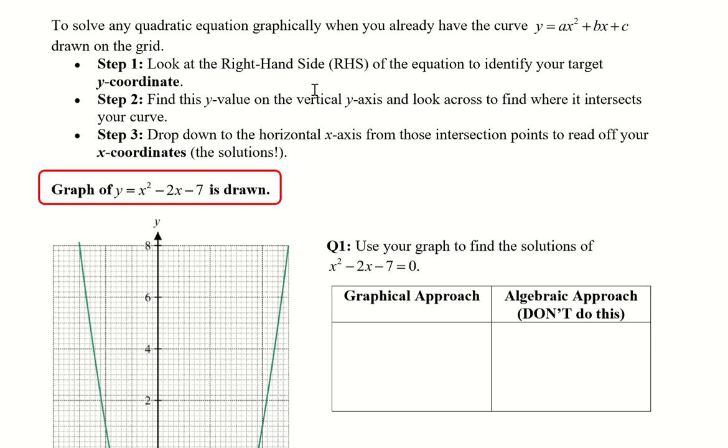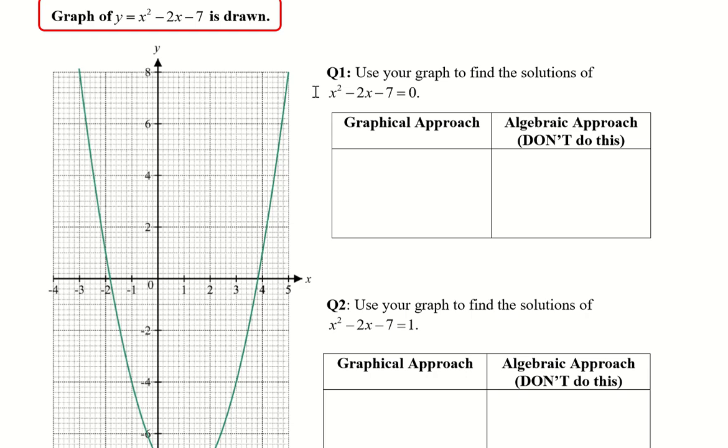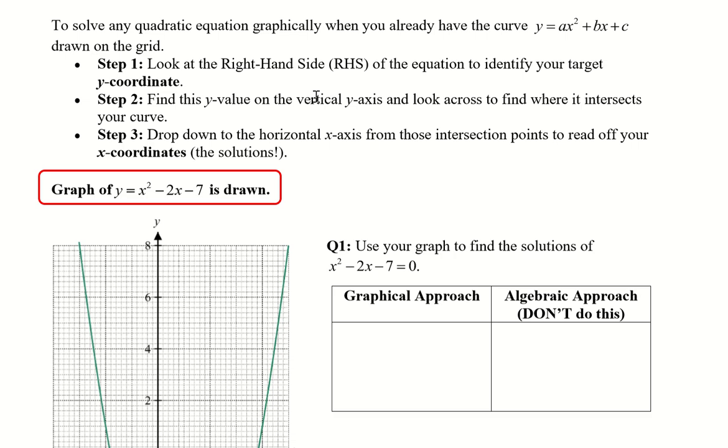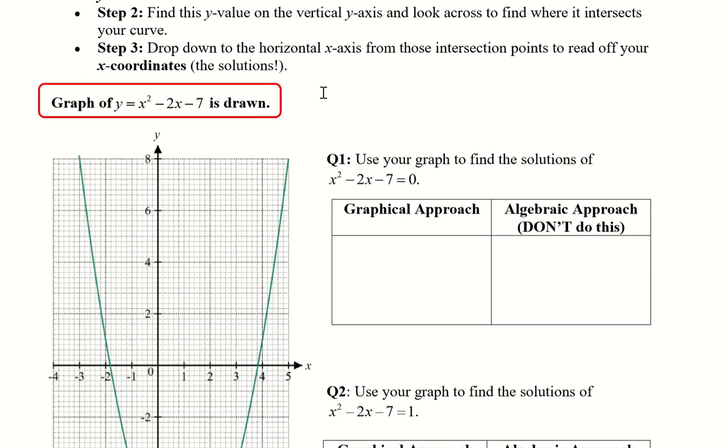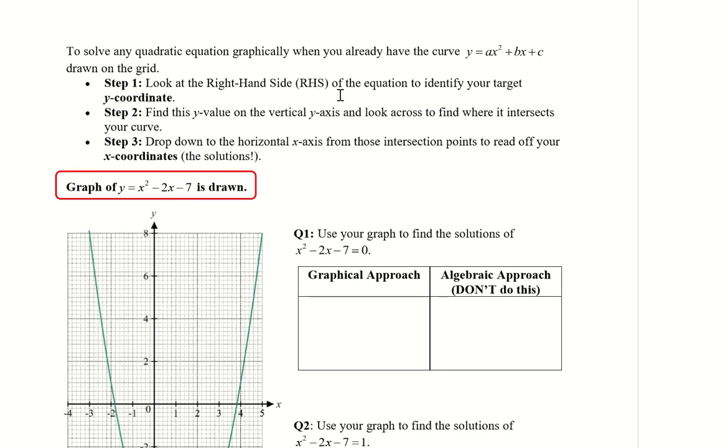So now you have a quadratic equation drawn on a grid, which gives you a curve, something like this. I'm going to show you step by step these 3 steps of how to solve this quadratic equation graphically when I already have the graph drawn on the grid. So for step 1, the question says use your graph to find the solutions of x squared minus 2x minus 7 equals 0. Everything on the left is your graph drawn on a grid.